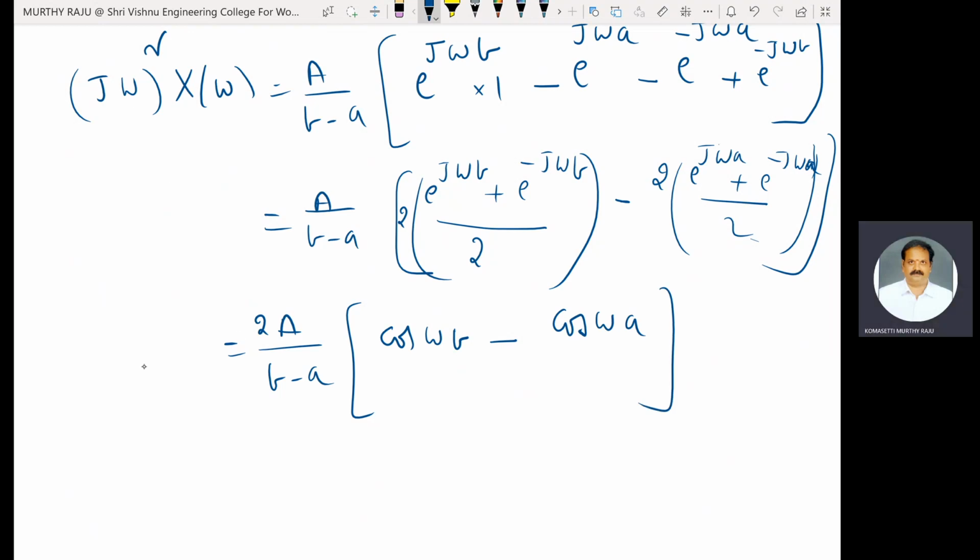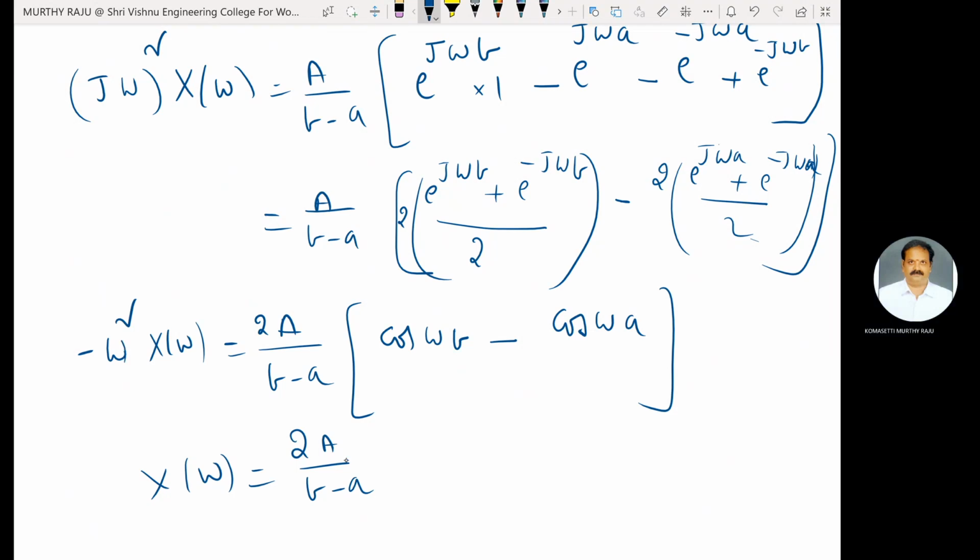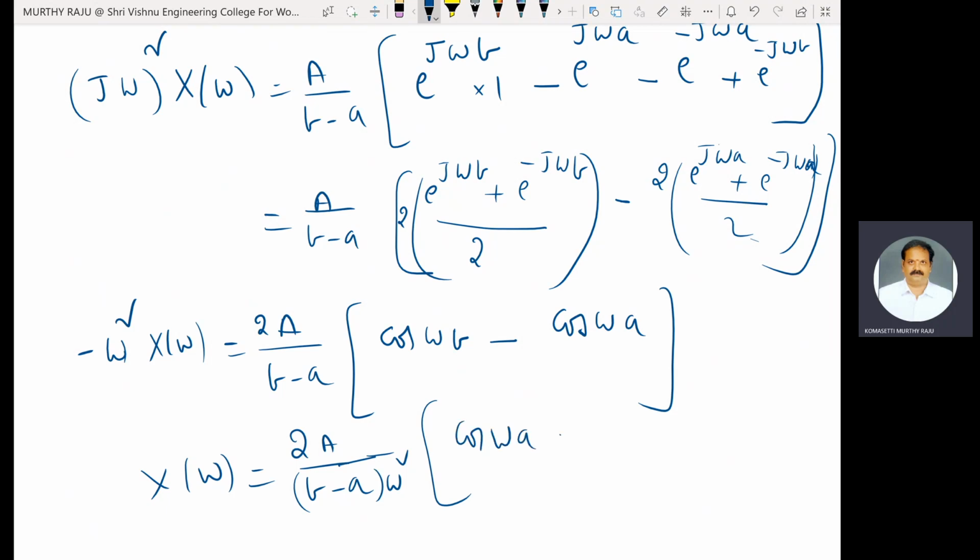j omega square is j square, and j square is nothing but minus 1, so minus omega square X of omega. Therefore, X of omega is equal to 2a by b minus a into omega square. The minus sign means cos omega a minus cos omega b. With this, the derivation is completed.